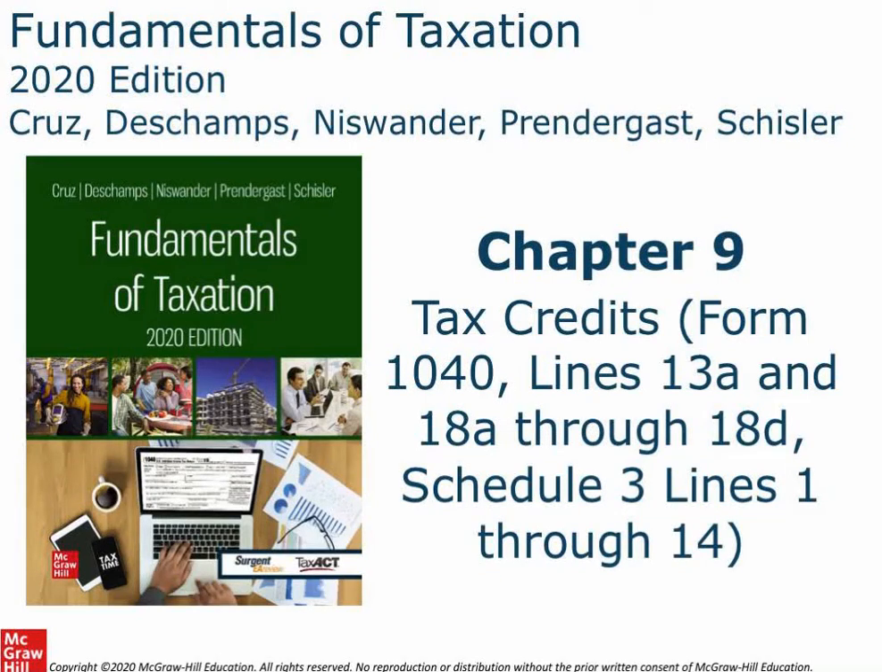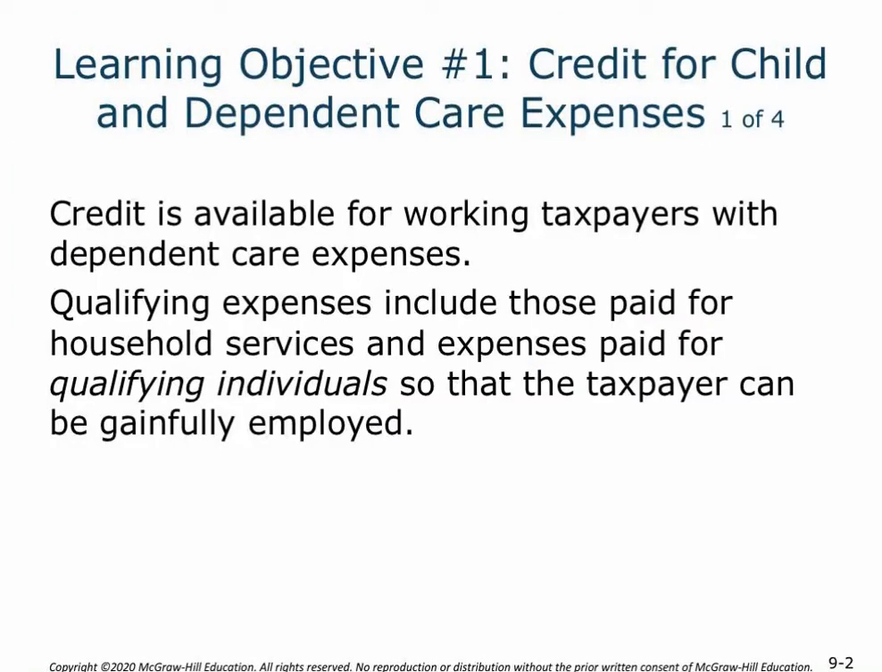Chapter 9, Tax Credits. Learning Objective 1, Credit for Child and Dependent Care Expenses. Similar to how we saw the government incentivize home ownership with the mortgage interest deduction, here we can see the government's going to incentivize working families' participation in the labor force. And they're going to do this by allowing a credit for those expenses paid to bring something like a nanny into the house or for a daycare expense.